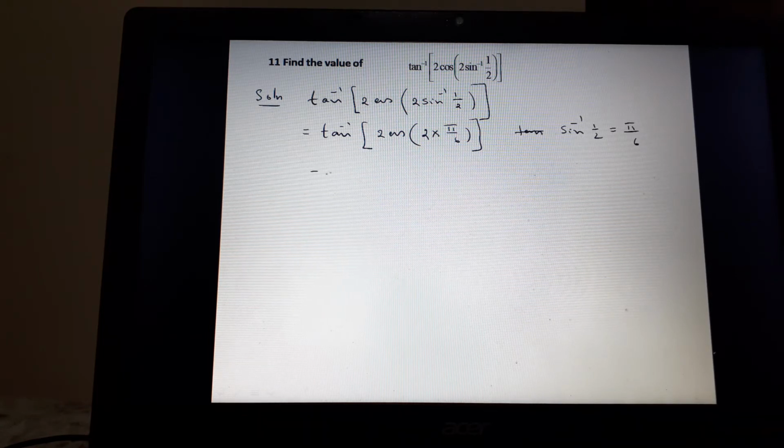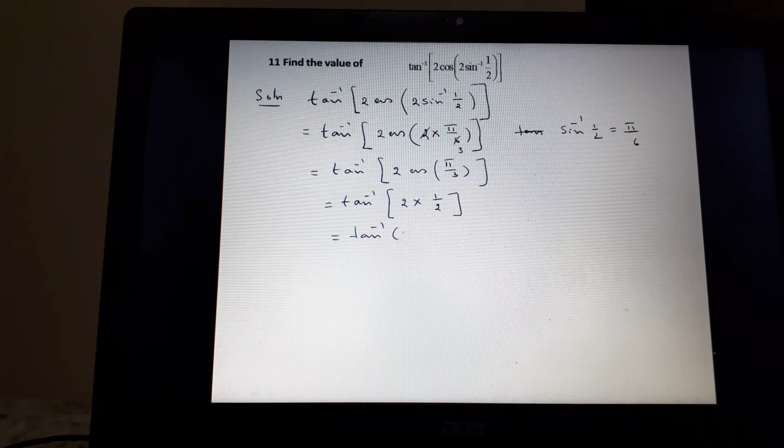So simplify further: tan inverse of 2 cos of, this becomes 2 times pi by 6, which is pi by 3. So it is cos pi by 3, and cos pi by 3 is cos 60, which is half. So this is tan inverse of 2 into half. Cos pi by 3 is half. So this is tan inverse 1, and tan inverse 1 is pi by 4. So this is the value. So it is 45 degree.